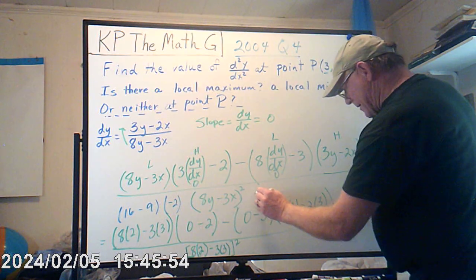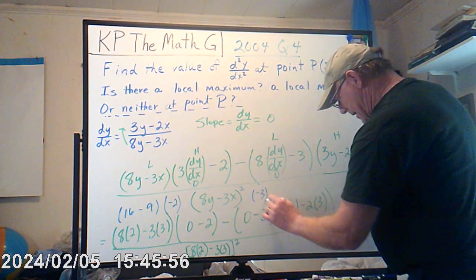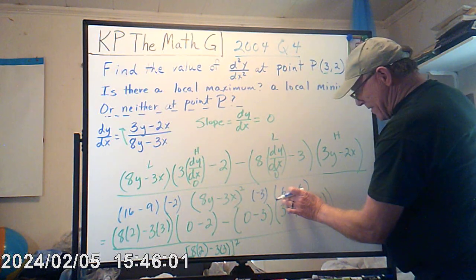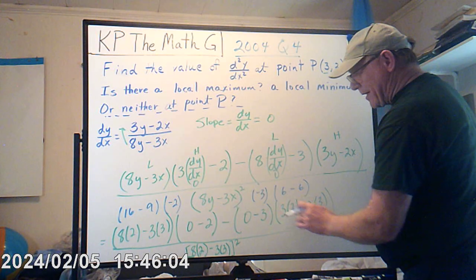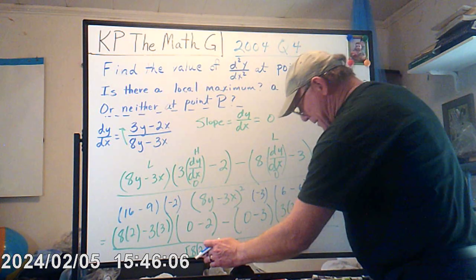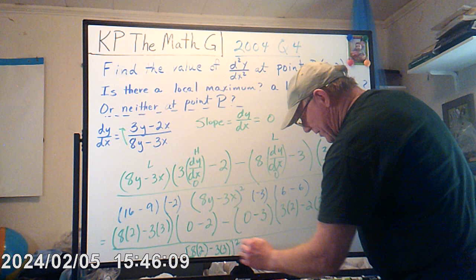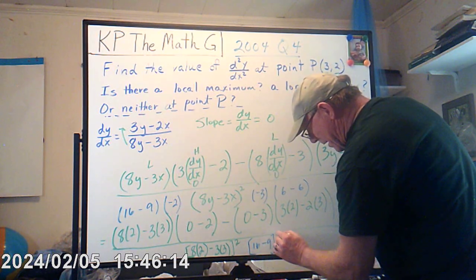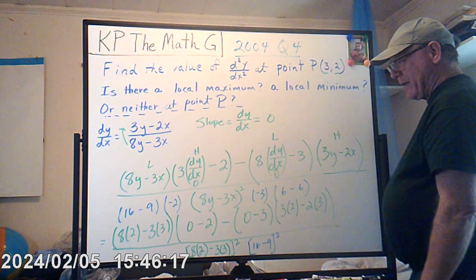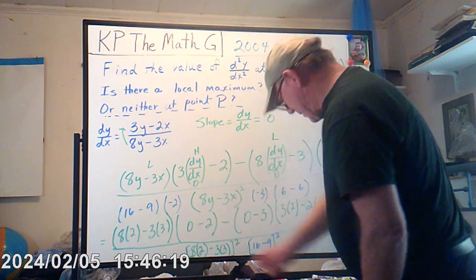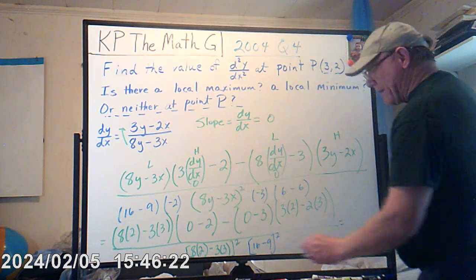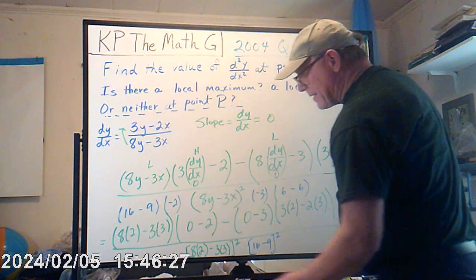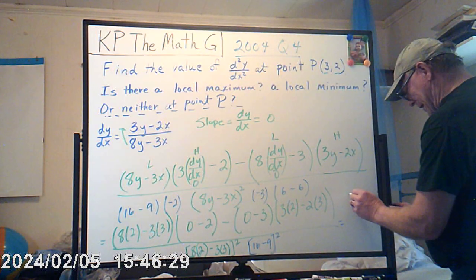This part right here is negative 3. And then this is actually 6 minus 6, isn't it? So we know that that's 0. All of this is going to be 0 here. So let's see what this is down here. This is 16 minus 9, and we're squaring that. So 7 times negative 2, which is negative 14.